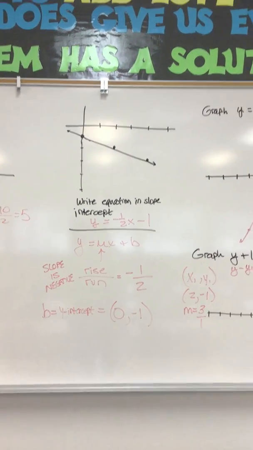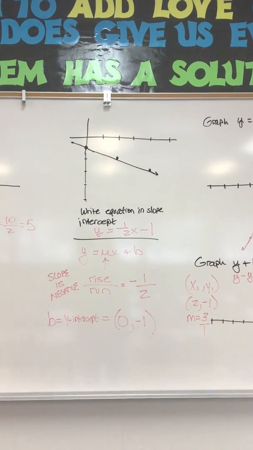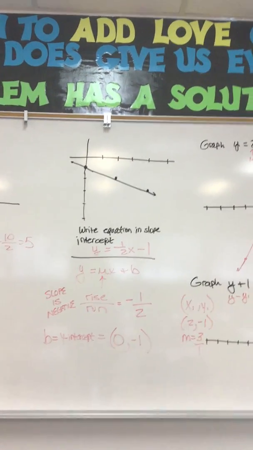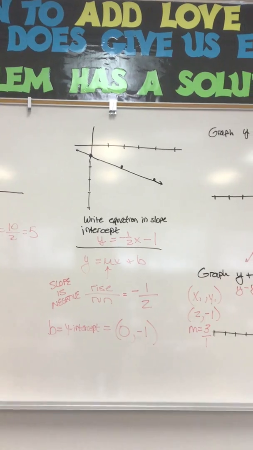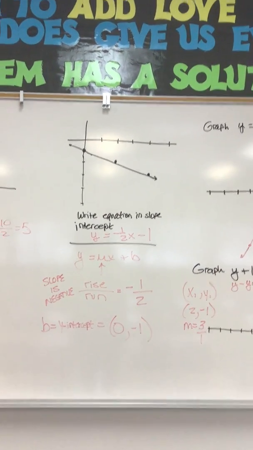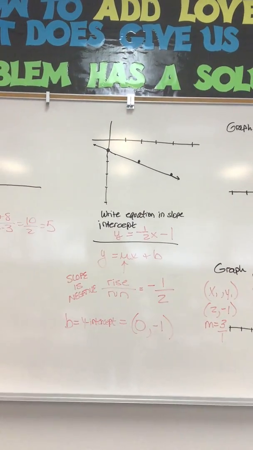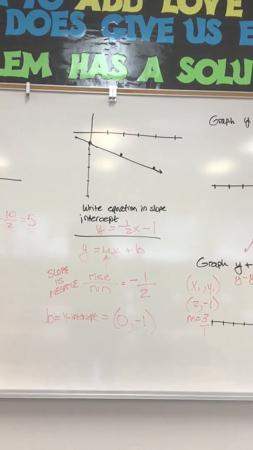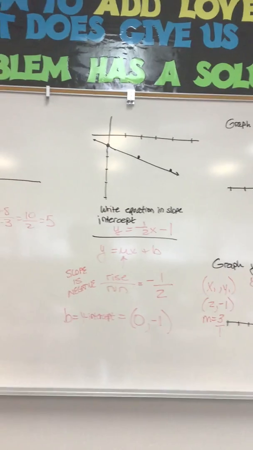If you take any of those 2 points, you see that from one point to the other, there's a rise or a drop of 1 and a run of 2. So that's a negative 1/2 slope. My intercept is where x is 0. We can see that that is negative 1. So the equation is y equals negative 1/2 x minus 1.